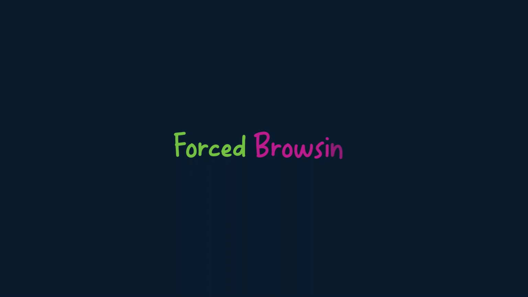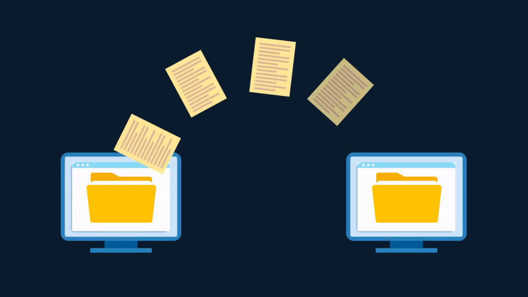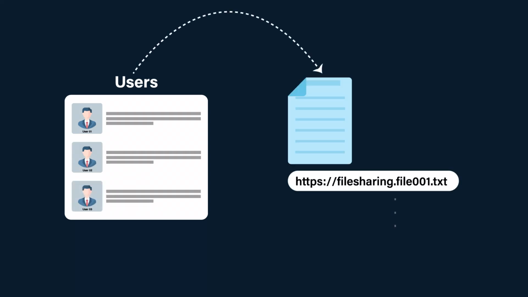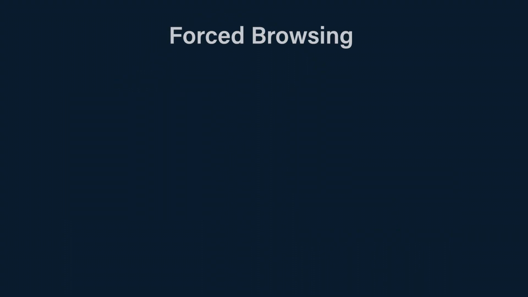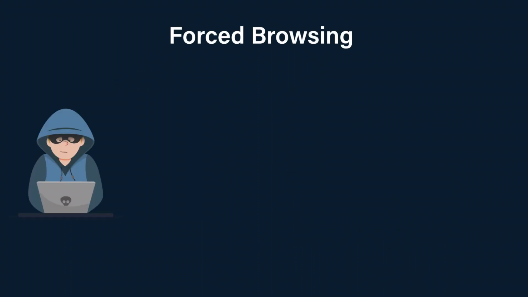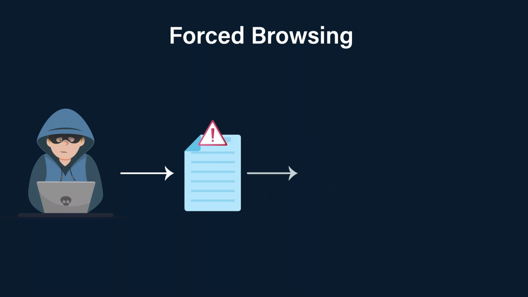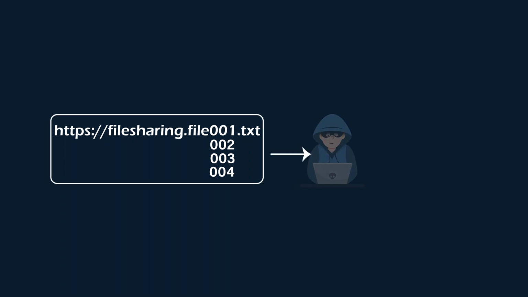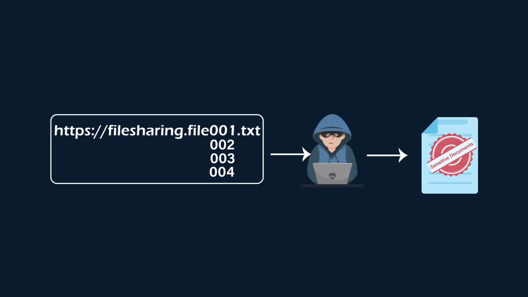Forced browsing. Consider a scenario where a file-sharing platform is utilized. Users typically access files via URLs containing unique file IDs. In this context, forced browsing occurs when an attacker, without proper authorization, attempts to access files by iteratively manipulating file IDs in URLs. For instance, starting with file 001 and incrementing sequentially, the attacker gains unauthorized entry to sensitive documents meant for other users.